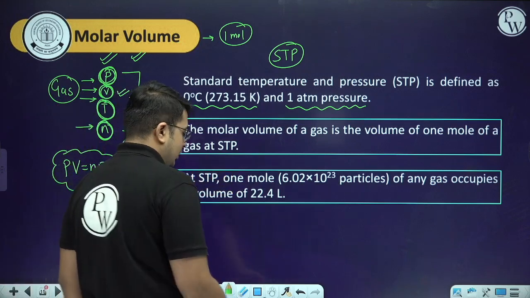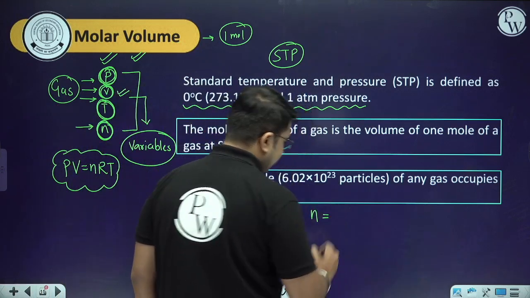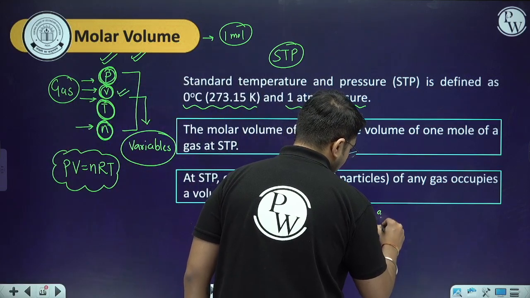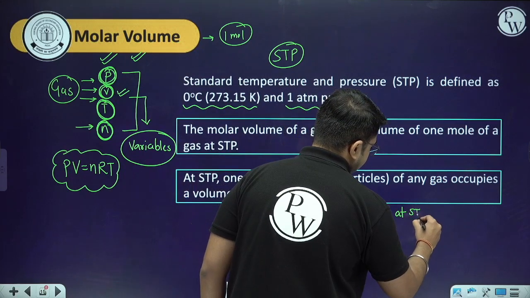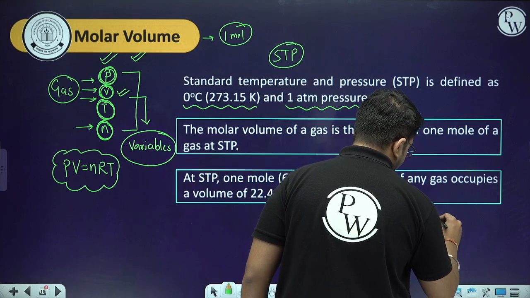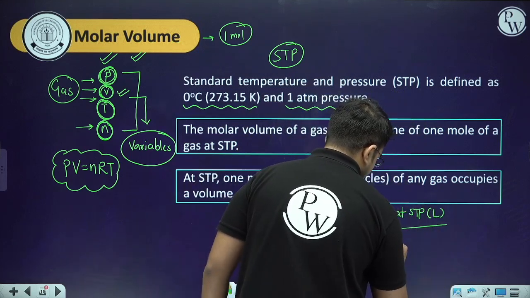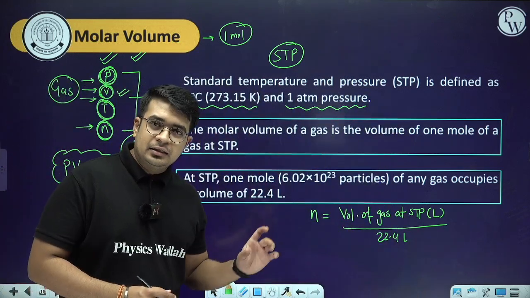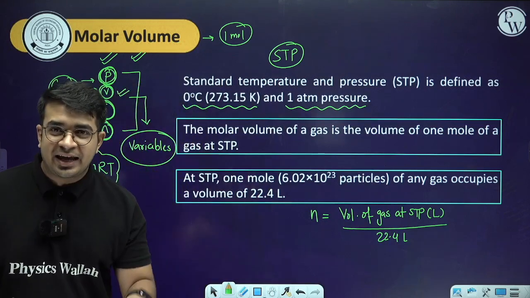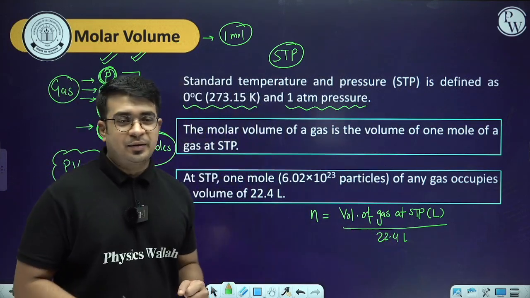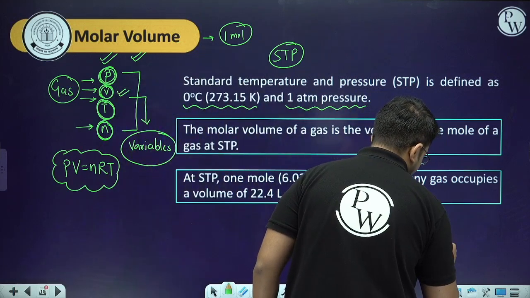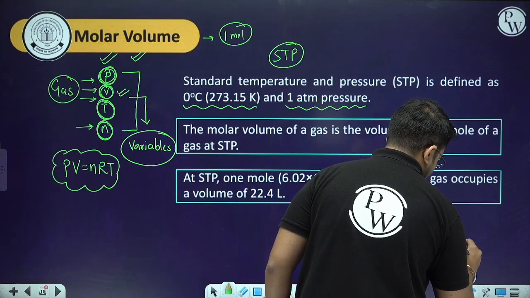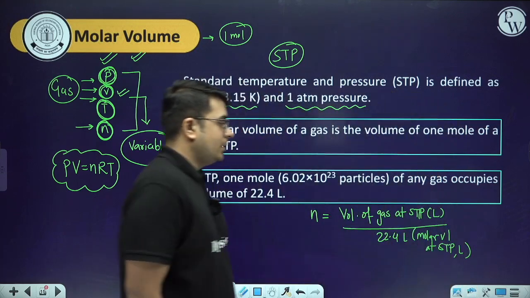So we can correlate another formula: n for gases will be equal to the volume of gas at STP, and this is the most important condition, it should be in liters, divided by 22.4 liters. So this formula looks much like the number of particles formula, number of particles divided by Na. Na is already constant, so this is the constant part. Basically, this is the molar volume at STP, and this is again in liters. I hope this entire part is clear.